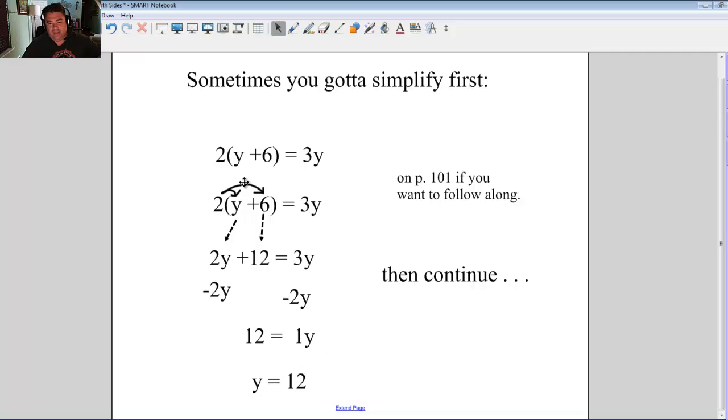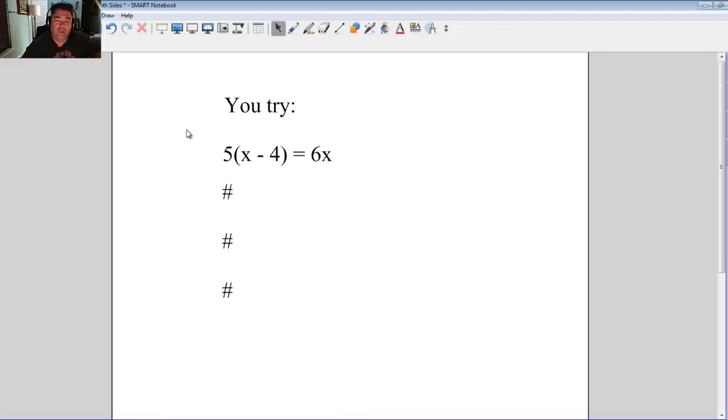You plug it back in, you will find 12 plus 6 is 18, times 2 is 36, and 3 times 12 is also 36. So it works. You try, go ahead.